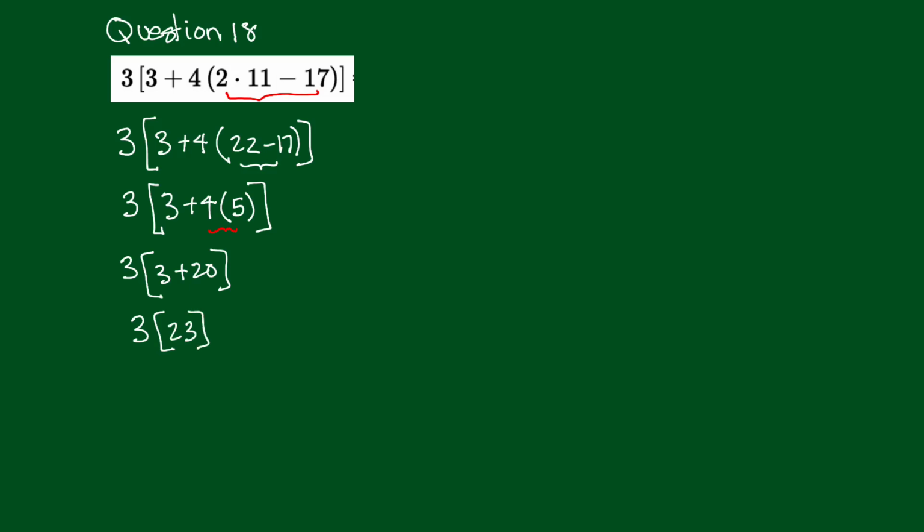Now we've got a multiplication. So 3 times 23 is 69, and we will claim now that this expression up here is the same as the number 69.